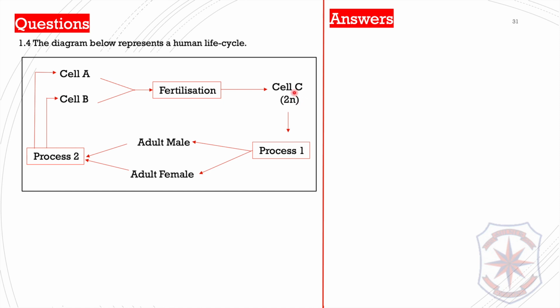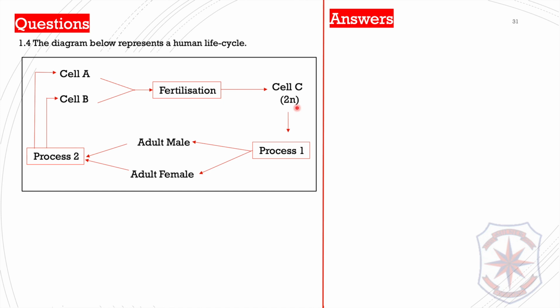Okay, now because cell C is diploid, cell A and cell B must contain a haploid number of chromosomes, and a haploid number of chromosomes in humans, we said, is 23. So cell A, being a sperm cell or an egg cell, would have 23 chromosomes, and cell B, being a sperm cell or an egg cell, would also contain 23 chromosomes. And after fertilization, the 23 plus 23 will give us a zygote containing a diploid number of chromosomes, which will be 46.